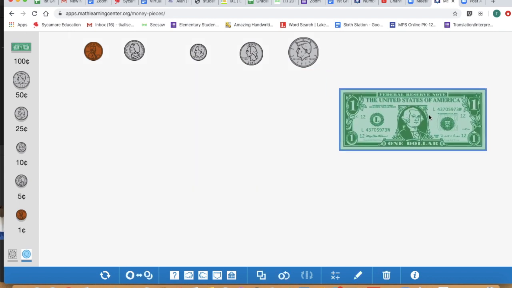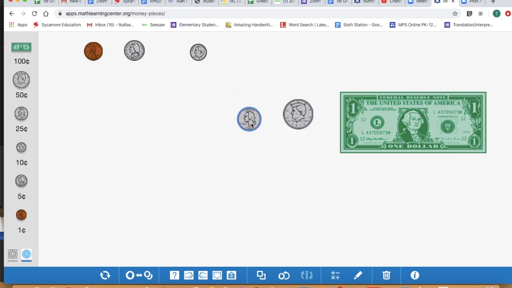Oops. So here are our coins. We'll look at them again, and we'll spend more time with them over the coming days. But I have a penny worth 1 cent, a nickel worth 5 cents, a dime worth 10 cents, a quarter worth 25 cents, a half dollar or 50-cent piece worth 50 cents, and a dollar, which is 100 cents. So these are the names: penny, nickel, dime, quarter, half dollar, and dollar.